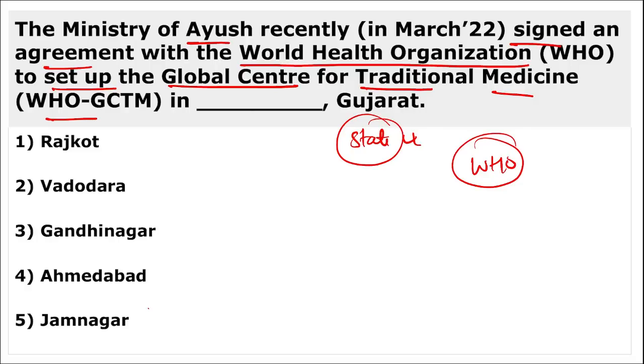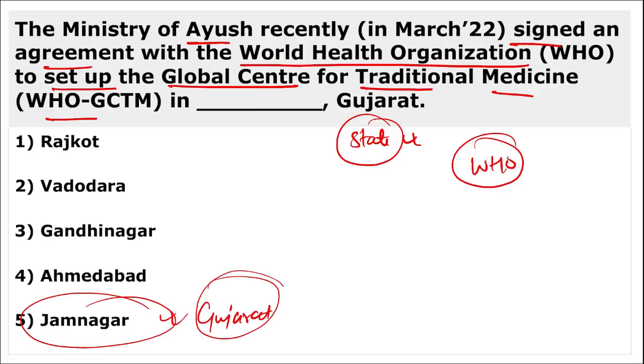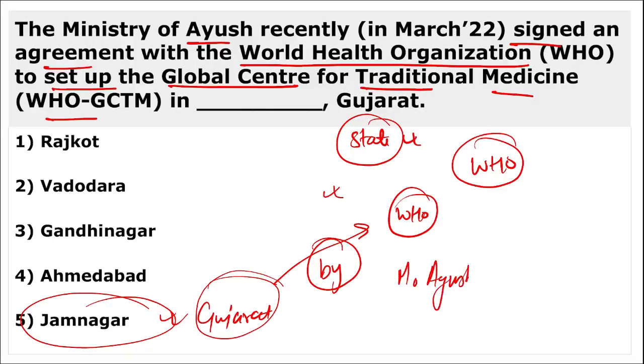And if the name of the state is not asked, if the city or district is asked, then you should know it is Jamnagar in Gujarat, where this global center for traditional medicine was set up. By whom? WHO. The question can be asked that this global center was set up by whom? It was set up by WHO, the World Health Organization. If asked which ministry is related to this, it is the Ministry of Ayush. Then if we talk about WHO, where is the headquarters of WHO? It is in Geneva, Switzerland, and it was founded in 1948.